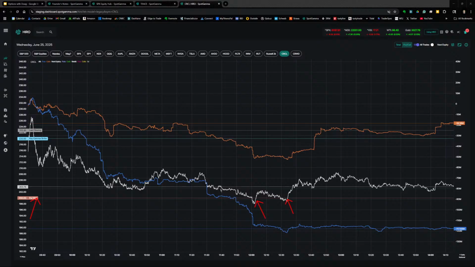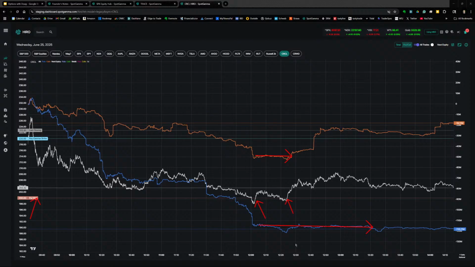And when Circle moved down to that level, that looks like when the put buyers and call sellers took their foot off the gas. So not quite as pronounced a bearish opening drive as Tesla, but definitely bearish opening drive, bearish momentum, and then options traders, they took their foot off the gas as price moved down to the 200 put wall, doing its job, acting as support. It looks like some call buyers did come in at that level.